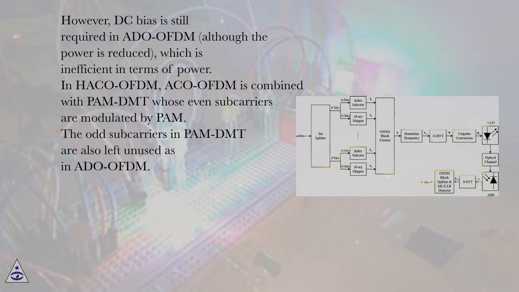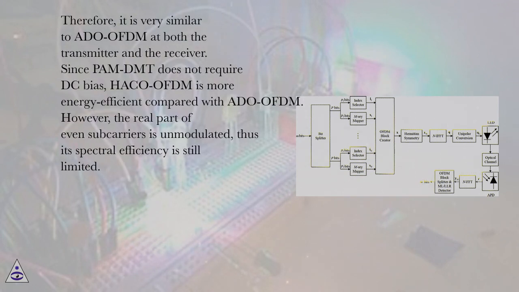In HACO-OFDM, ACO-OFDM is combined with PAM-DMT, whose even subcarriers are modulated by PAM. The odd subcarriers in PAM-DMT are also left unused, as in ADO-OFDM. Therefore, it is very similar to ADO-OFDM at both the transmitter and the receiver. Since PAM-DMT does not require DC bias, HACO-OFDM is more energy efficient compared with ADO-OFDM. However, the real part of even subcarriers is unmodulated, thus its spectral efficiency is still limited.